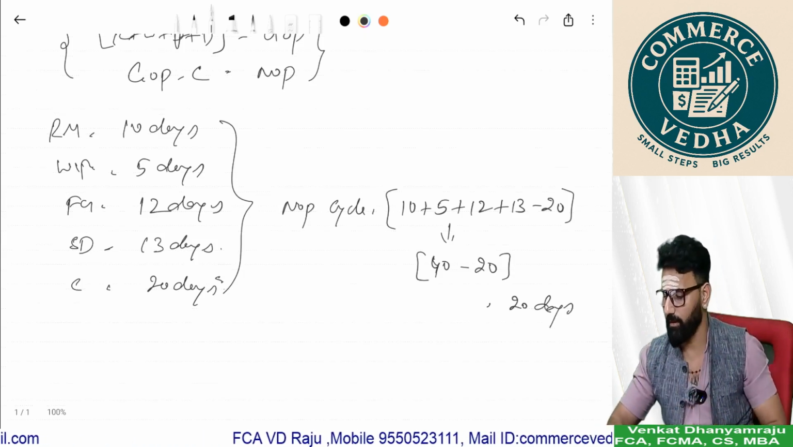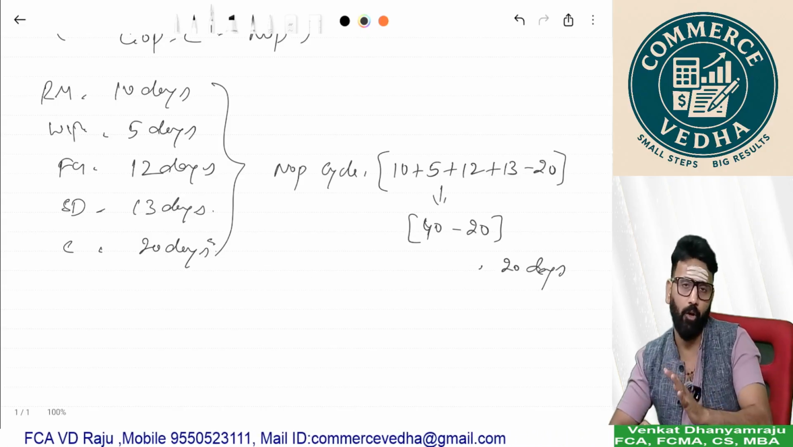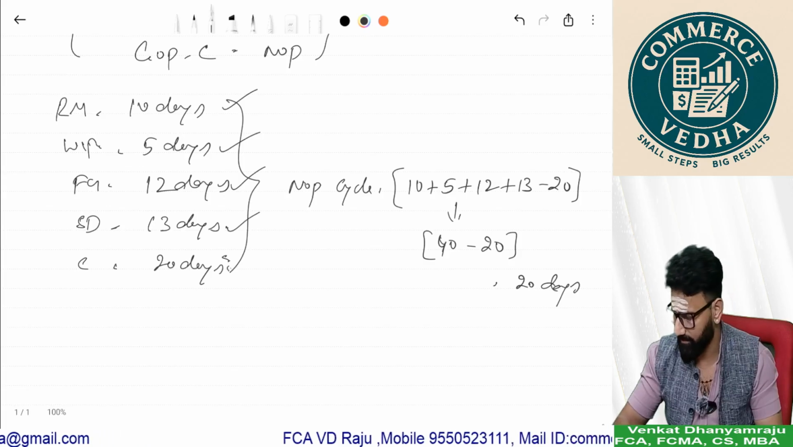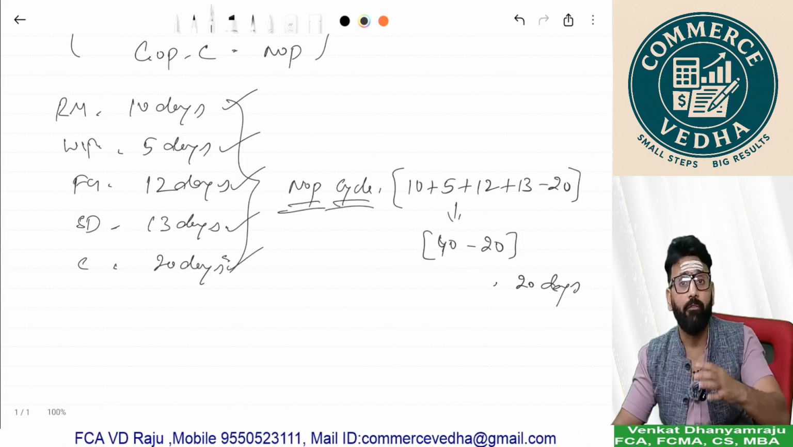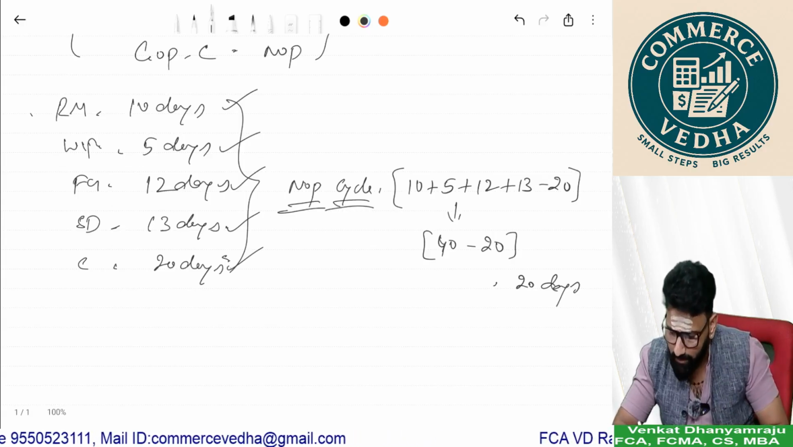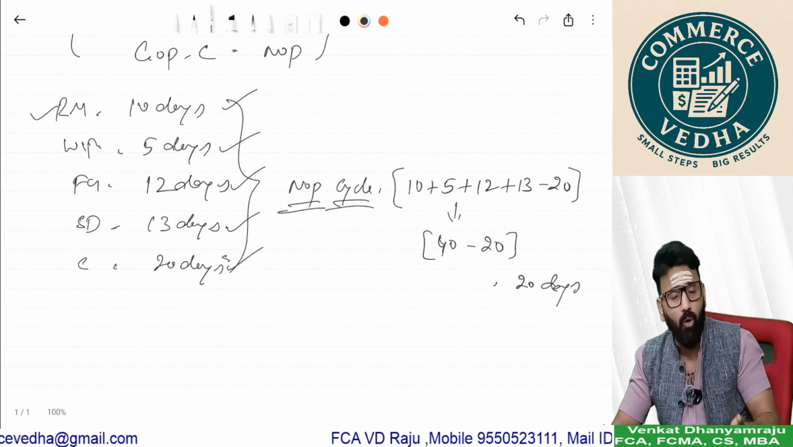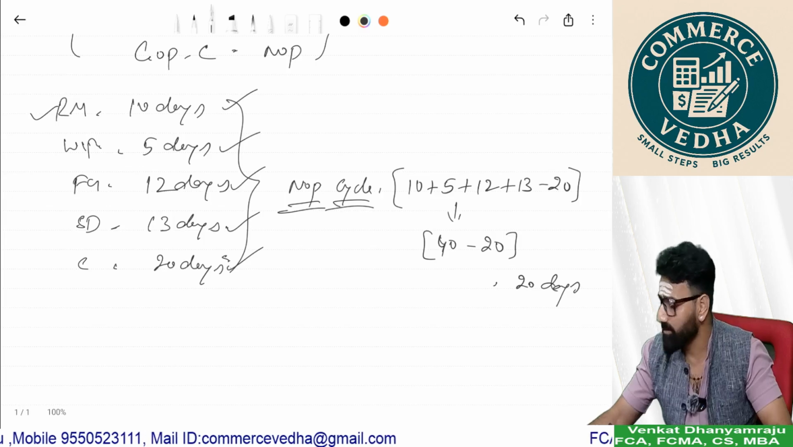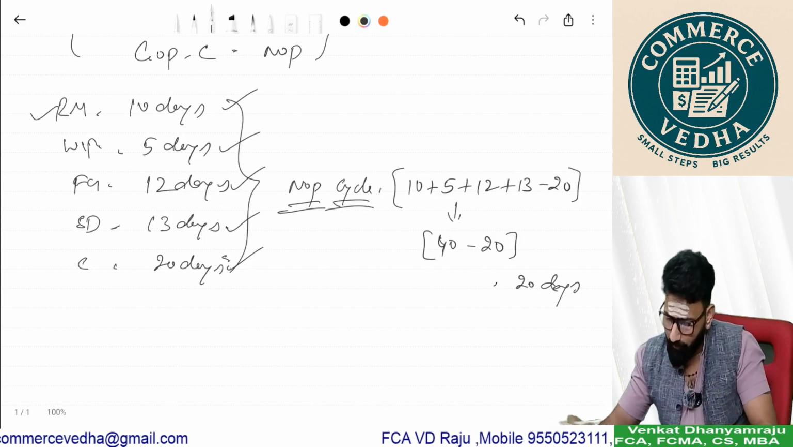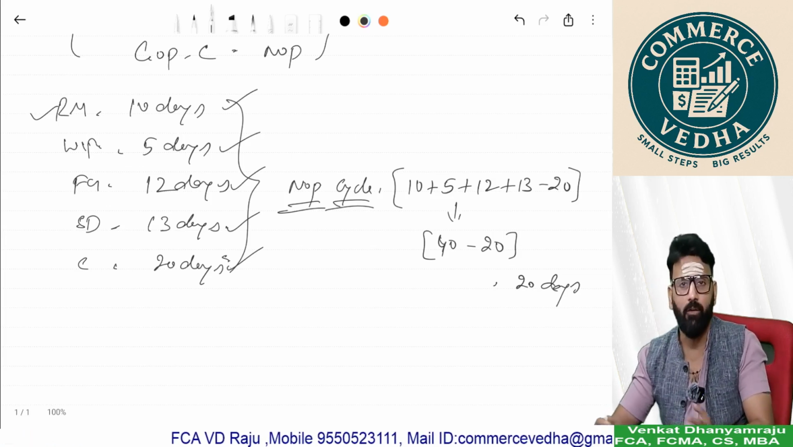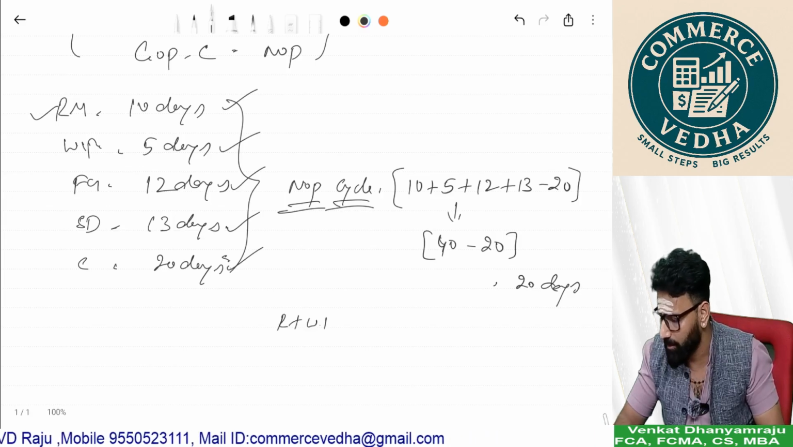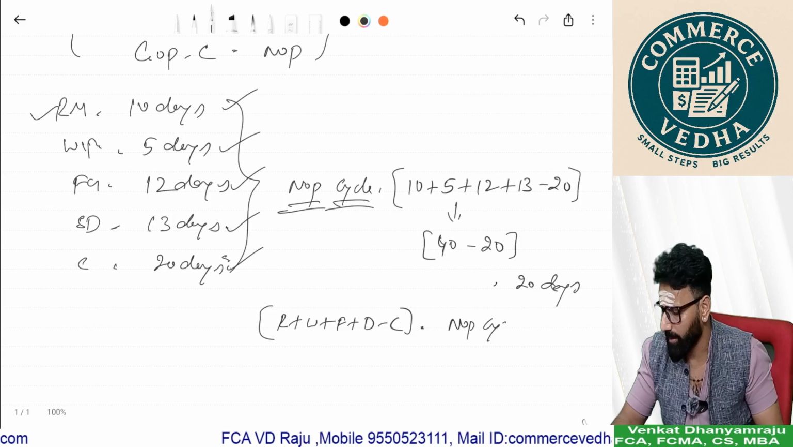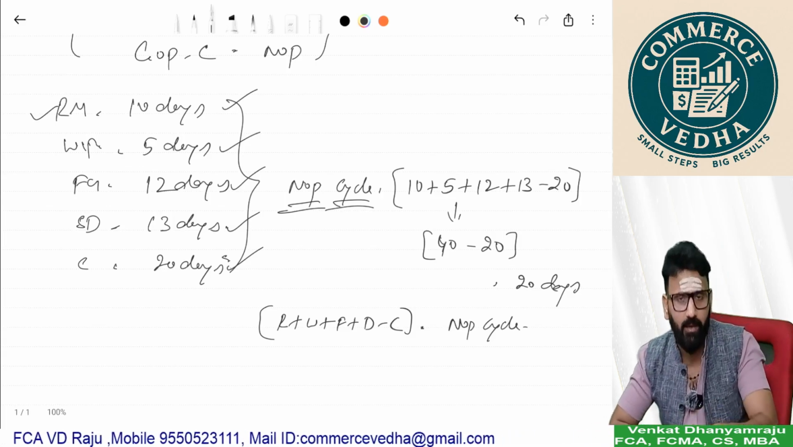So this is the way we should read the question, gross operating cycle and net operating cycle. Now the challenge is, how do you get these days? For this, we should understand each and every formula. How do I compute raw material days, work in progress days, finished goods days, sundry debtors days, and average payable period days. If I compute all the days, I can put them into the formula R plus W plus F plus D minus C to get my net operating cycle. So this net operating cycle is the final answer.